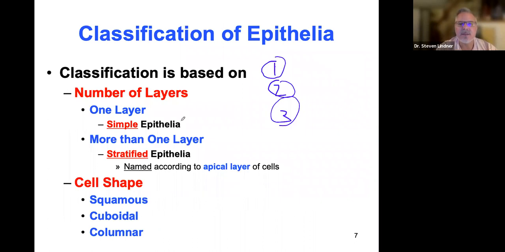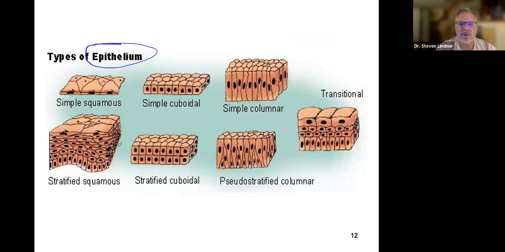And if they are, the next question is, okay, are the cells one layer thick or more than one layer thick? If it's one layer, we refer to it as simple epithelium. And if it's more than one layer, we call it stratified epithelium. So if we look here on the top, this is simple squamous, this is simple cuboidal, and this is simple columnar. They're all one cell layer thick. If it's more than one cell layer, then we call them stratified.